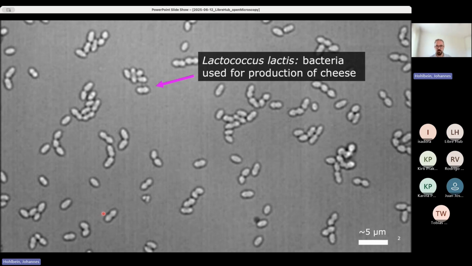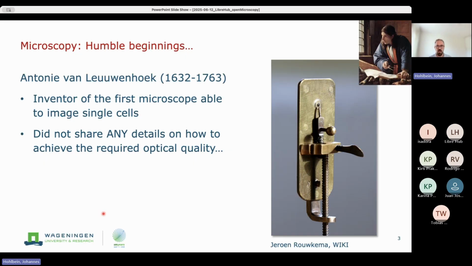If we go back a bit into microscopy, then everything started pretty much with Antonie van Leeuwenhoek, who lived here in the Netherlands 250 to 300 years ago, and who was actually the inventor of the first microscope that was good enough to see and image single cells. Looking at the microscope you see here on the right for the first time, you have no idea what's going on.